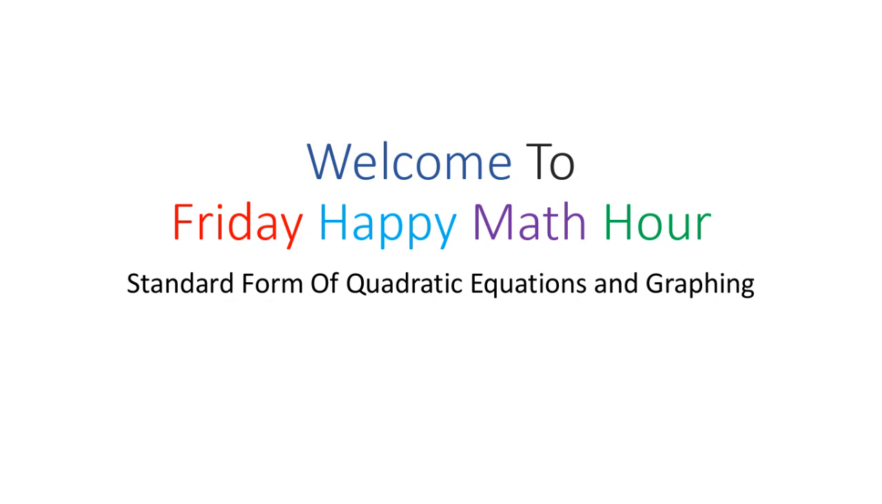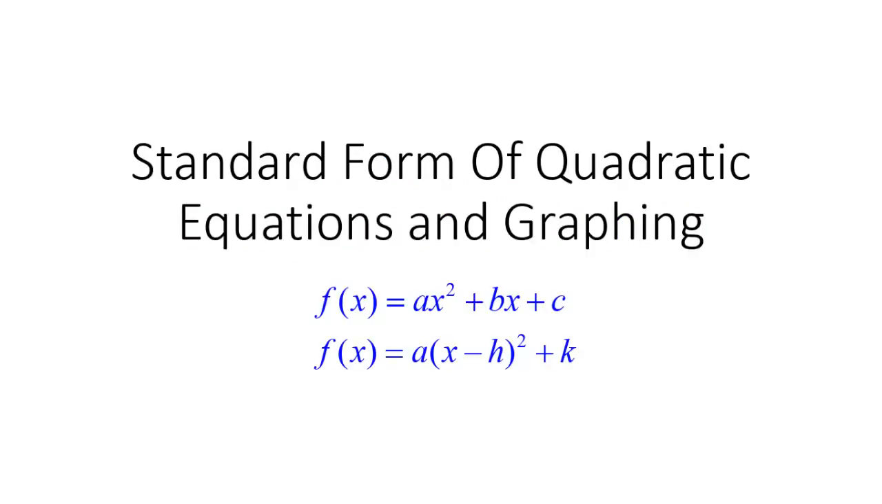So let's go ahead and get started. So today's topic is standard form of a quadratic equation and graphing. All right. So first, the standard form of a quadratic equation is given by ax squared plus bx plus c. And the second format is also a quadratic. And you see, we know that this is a quadratic because our highest exponent is 2. But this form here, we like to call it the vertex form. And I'll explain shortly why we call it that way.